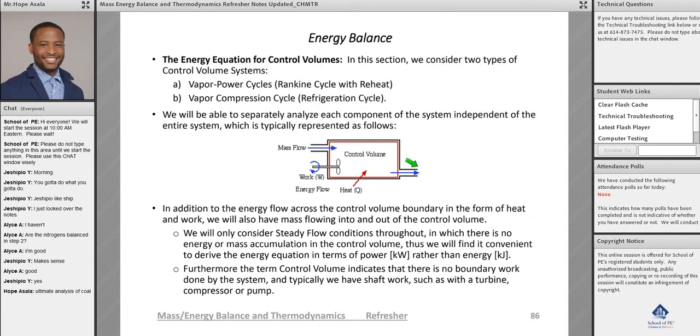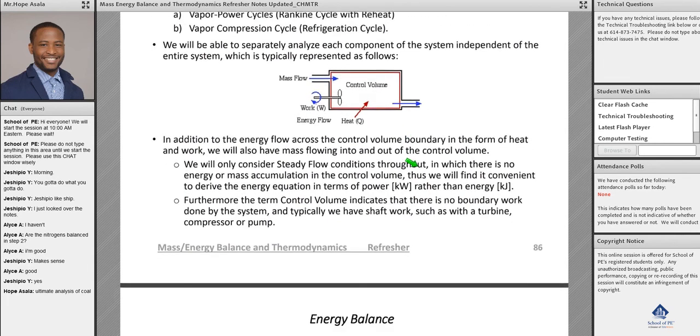The control volume indicates that there's no boundary work done by the system. And typically we have shaft work, such as with a turbine, compressor, or pump. Compressor or pump do the same thing: they compress, they add pressure to the system.